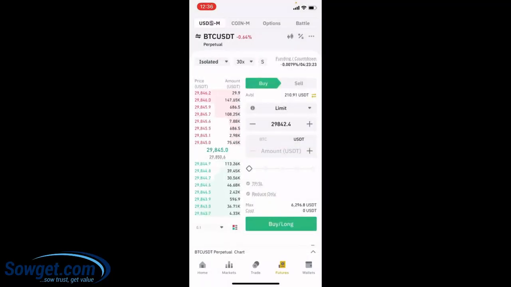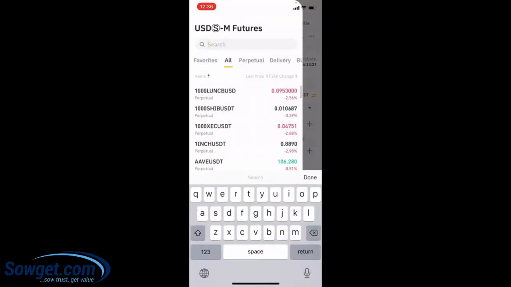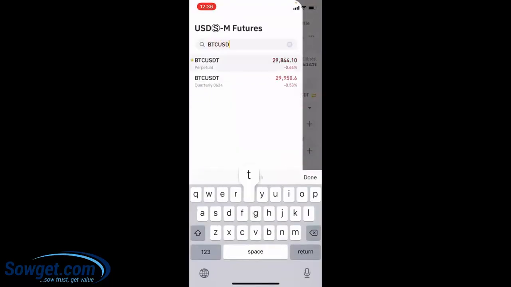There's also something I want to show you. Let's go back. If you search for BTCUSDT, you see that you have two different contracts: the Perpetual one and then the Quarterly 0624. The difference between these two is that the Perpetual doesn't have any expiration date, while the Quarterly 0624 has an expiration date.